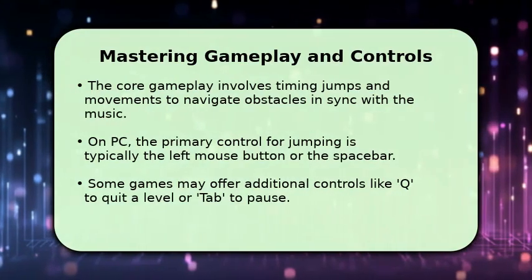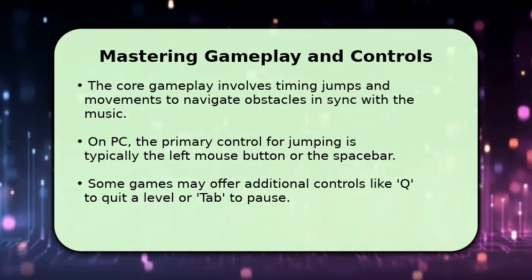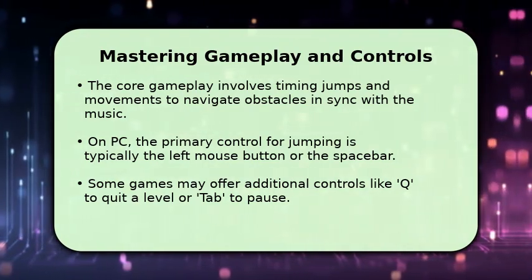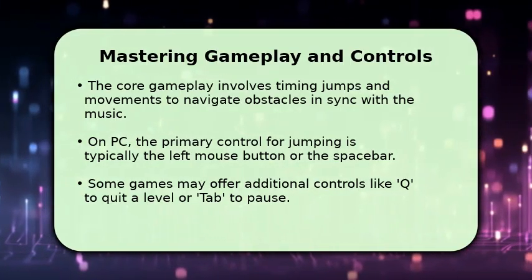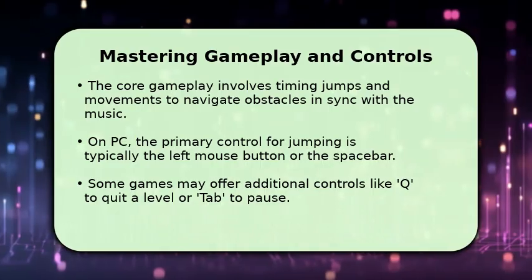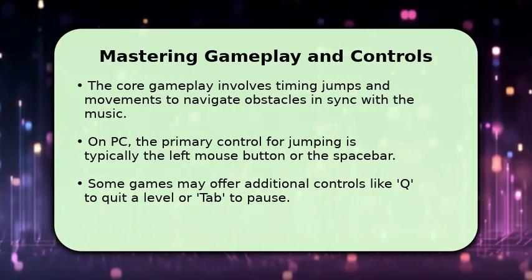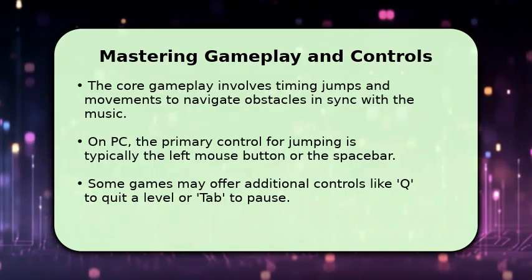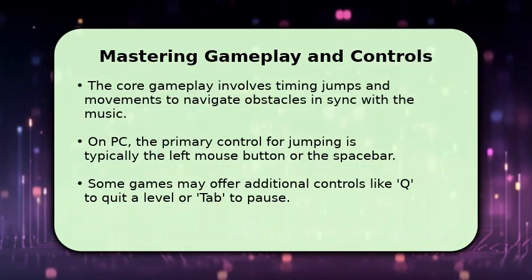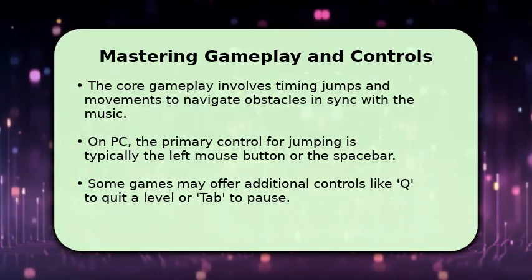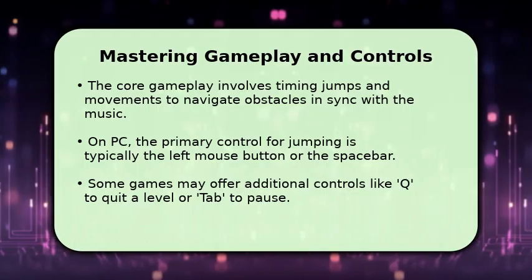Mastering Geometry Dash on Roblox revolves around precise timing. Your main goal is to jump and move your icon to avoid obstacles, all while staying in rhythm with the background music. For players on a personal computer, the most common control for jumping is either the left mouse button or the spacebar. Some Roblox adaptations might also include extra controls, such as pressing the Q key to quickly exit a level or the Tab key to pause the game and take a brief break.